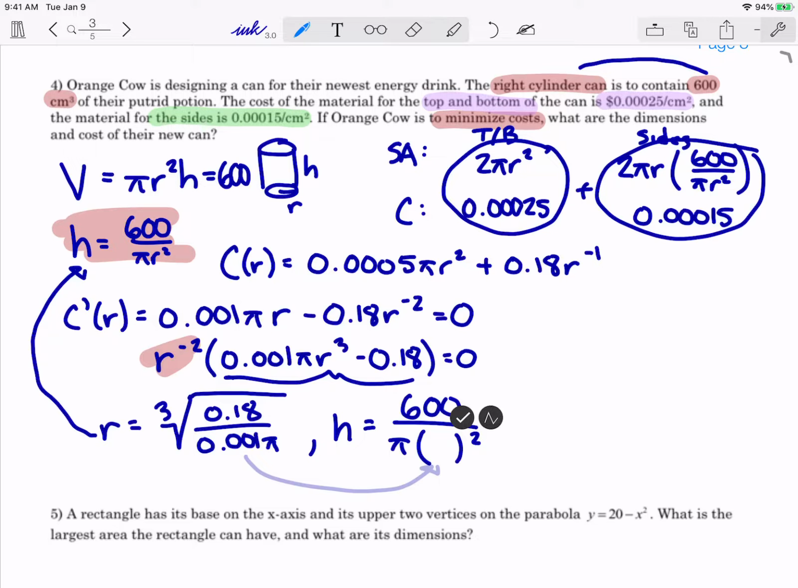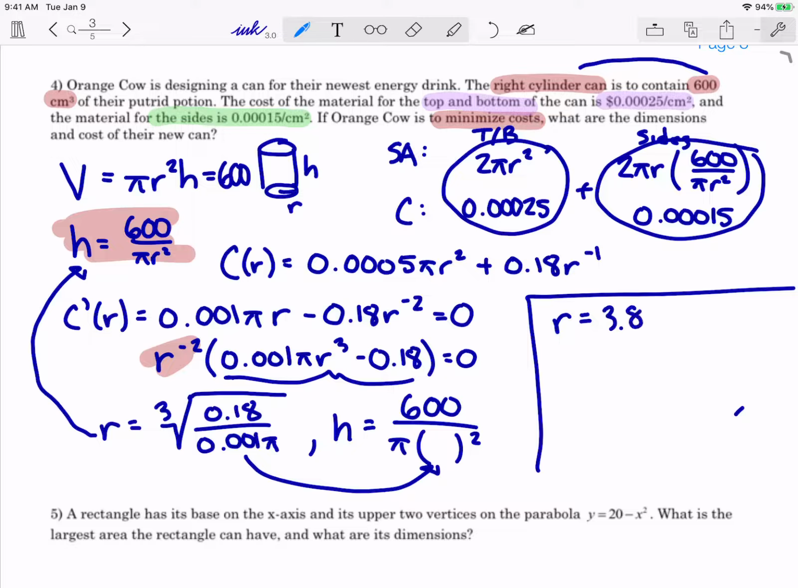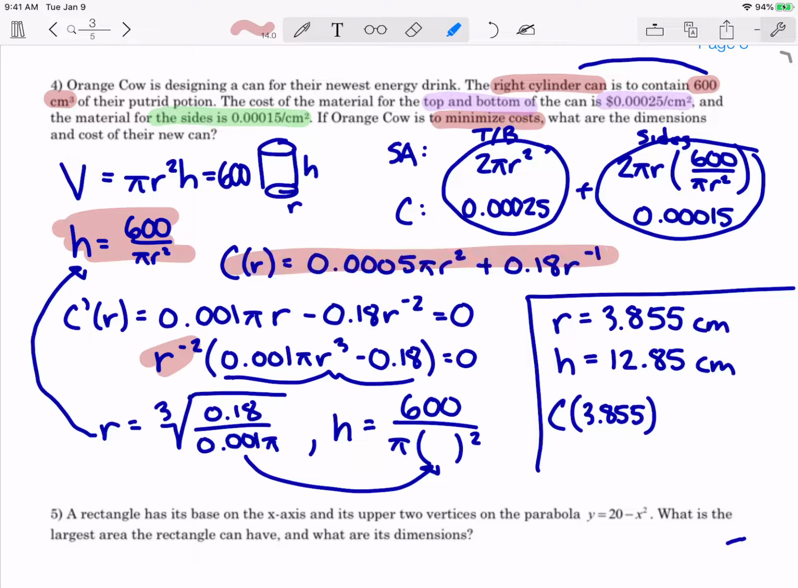Now, ultimately, this would probably be a calculator problem. So what is the actual radius and height and cost of the can? Well, the radius is 3.855 centimeters. The height would be 12.85 centimeters. And the cost, plugging in 3.855 into this function right here, I would get a cost of about 7 cents. Okay?